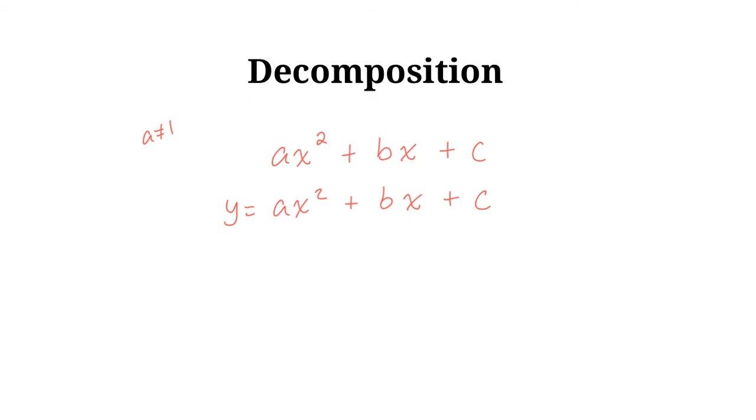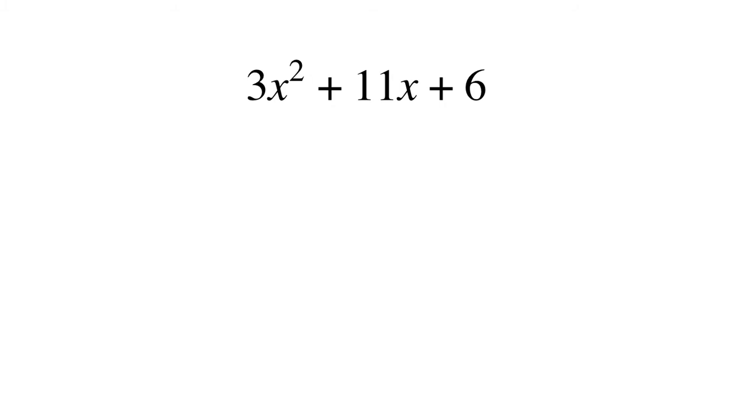So if your polynomial or quadratic equation looks like either of these, then you can factor it using the decomposition method. So here we have our polynomial. We have an ax squared, a bx, and a c term. So a is equal to 3, b is equal to 11, and c is a positive 6. You need to be able to identify what a is, what b is, and what c is, because you need that in order to factor this.